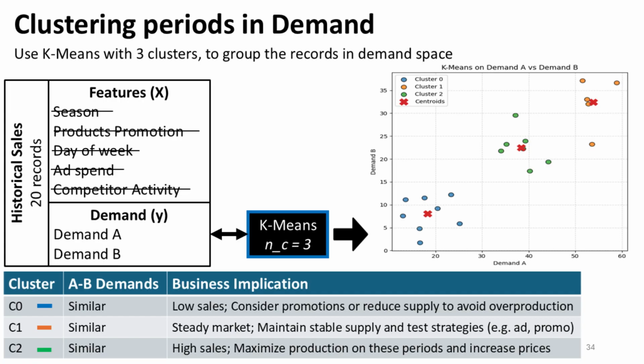Cluster 2, green. This is our high-performance zone with high sales for both A and B. Here the strategy shifts to maximizing production to ensure we don't miss out on revenue, and we might even have the leverage to increase prices. By using clustering, we move away from a one-size-fits-all approach. Instead of treating every day the same, we can now identify which period we are currently in and immediately deploy the optimized business response associated with that specific cluster. This turns raw demand data into a strategic playbook for operations.